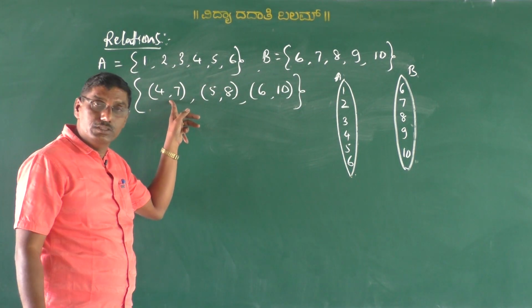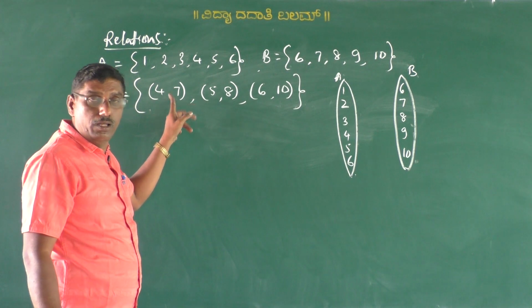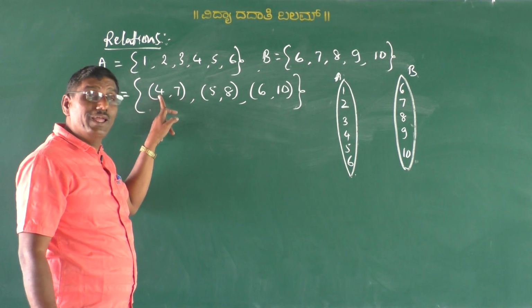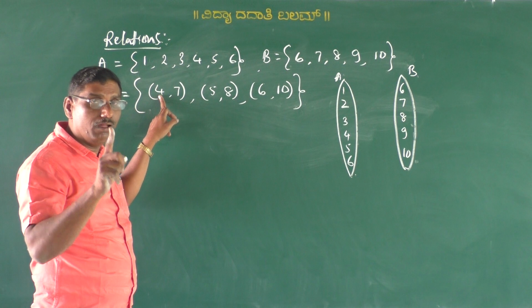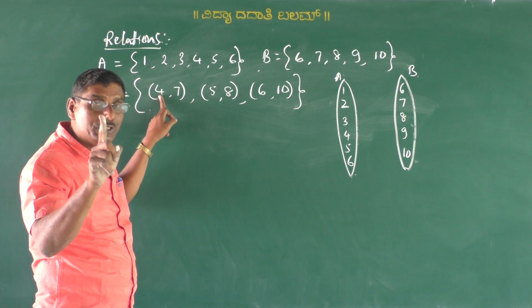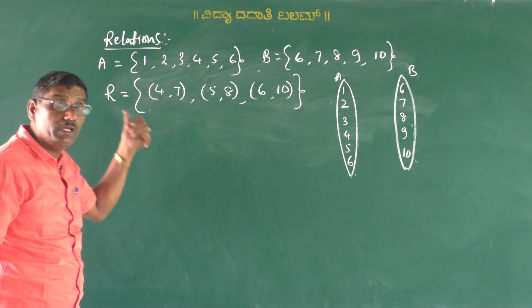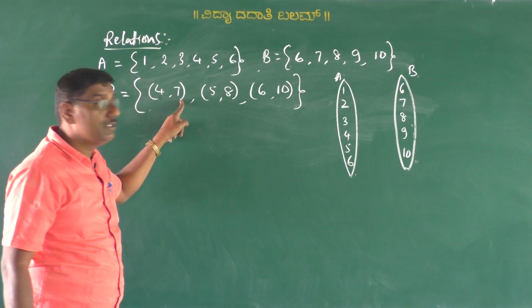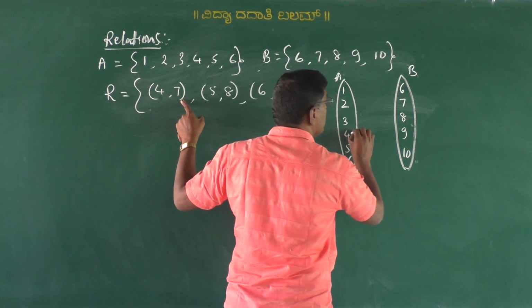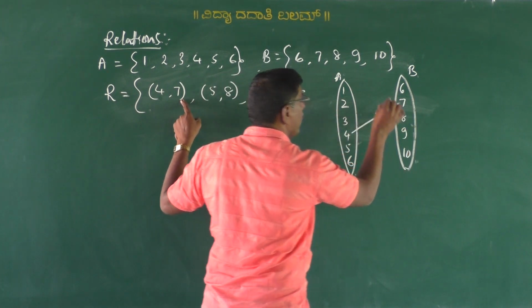According to this example, R means 4 is related to 7. Already I have given 4 is related to 7. The ordered pair (4, 7) belongs to R means 4 is related to 7. That can be expressed like this, by drawing an arrow mark.